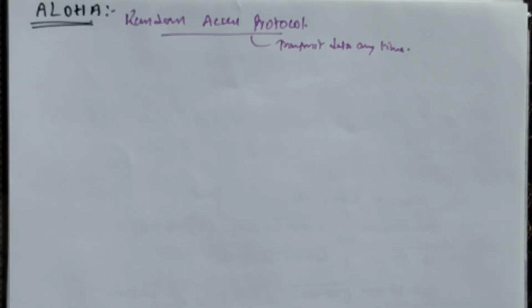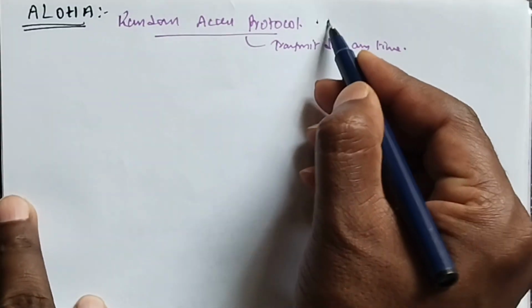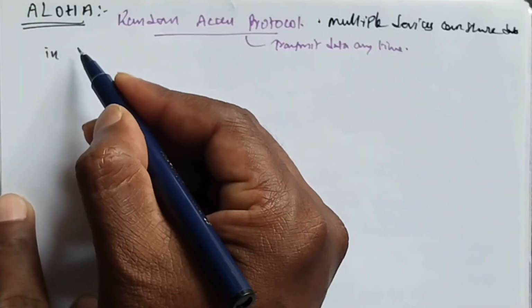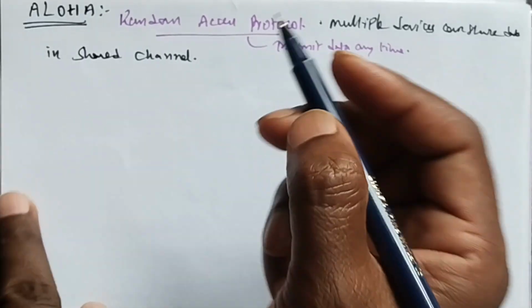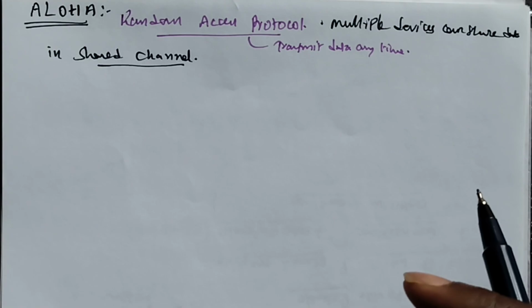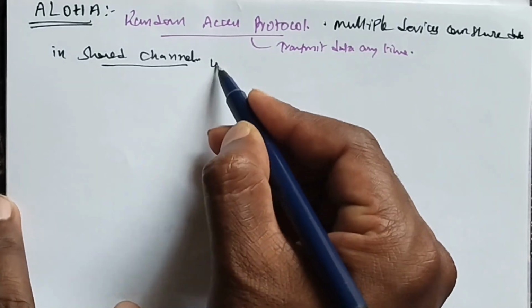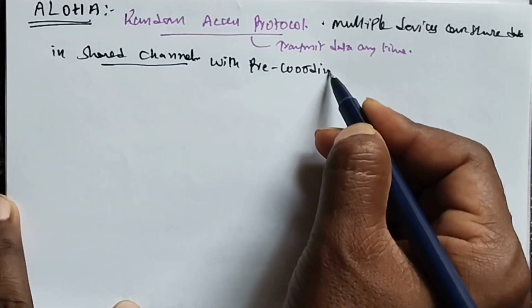And multiple devices can transmit the data over a shared medium. The main thing is that multiple devices can share data in a shared channel. Shared channel means nothing but what? Several devices are using a single transmission medium to send data from sender to receiver. That is called a shared channel without pre-coordination. This is the main thing.